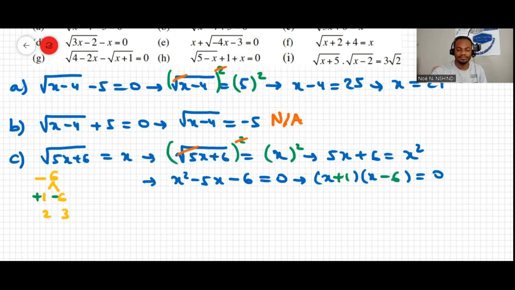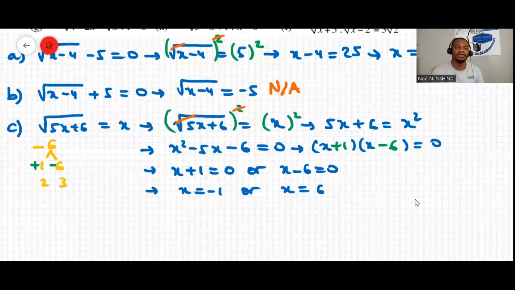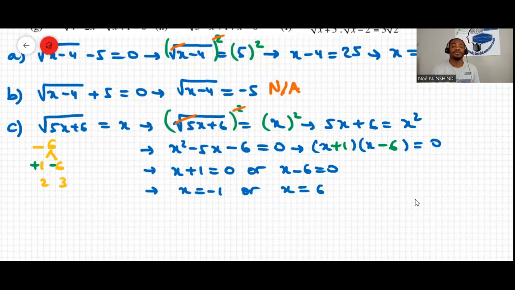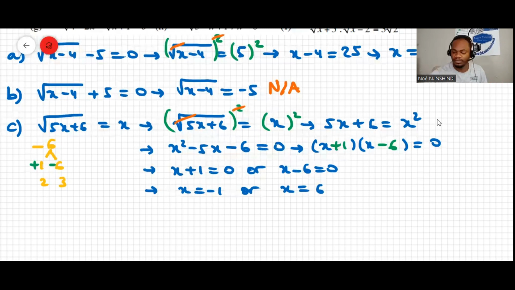Then this means that x plus 1 is 0, or x minus 6 is 0, which means that x equal to -1 or x equal to 6. Now, these are the solutions, but we need to be careful here. When we have an equation involving roots, we need to check for the valid answer. Let's check here. I'm going to check.